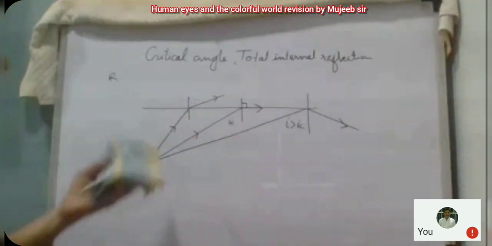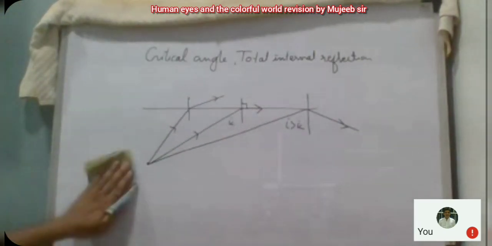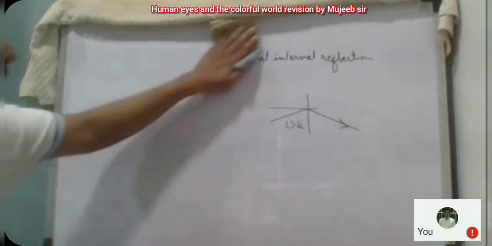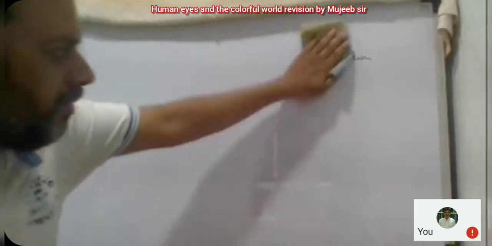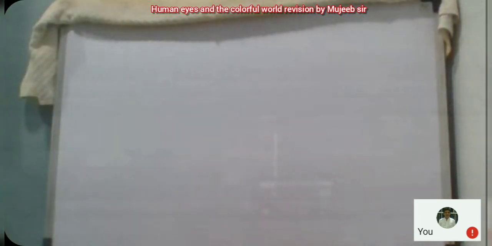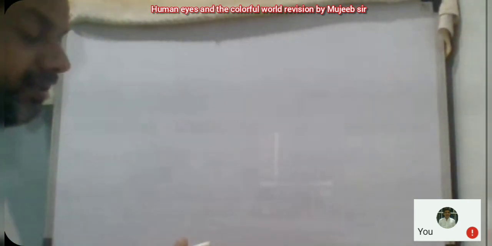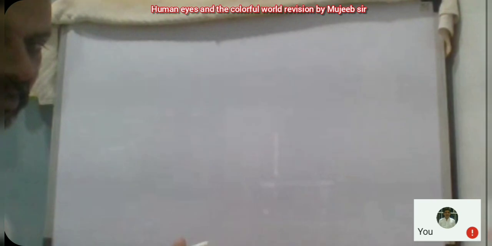Okay, then next, why do we study this total internal reflection? The reason is that we have to study one phenomenon called rainbow formation. Okay, see, rainbow is a natural phenomenon and the necessary condition for seeing the rainbow is that the sun and the rain should be in the opposite direction.